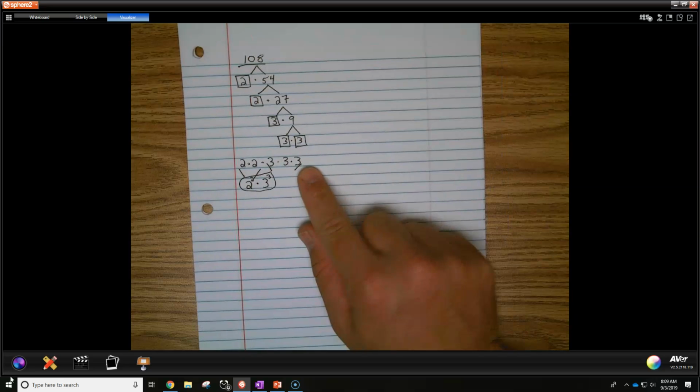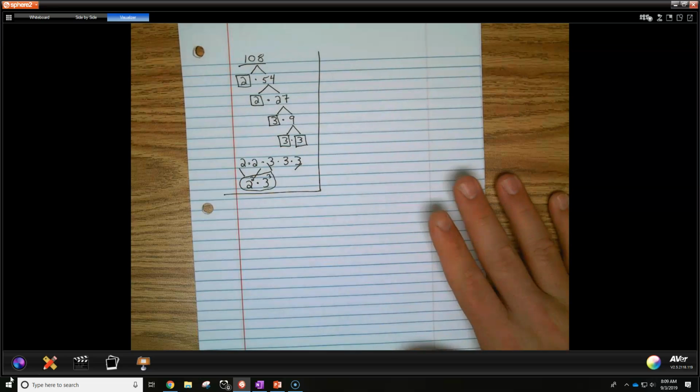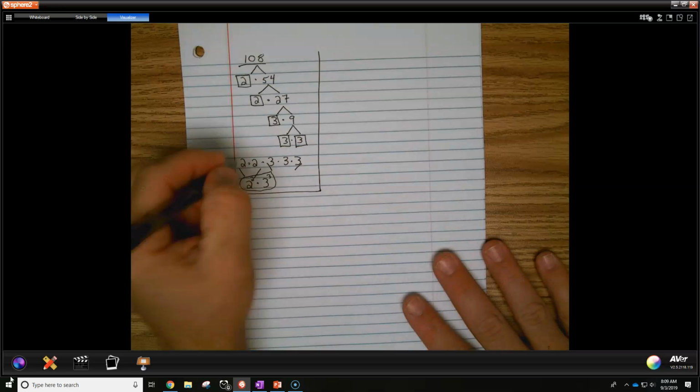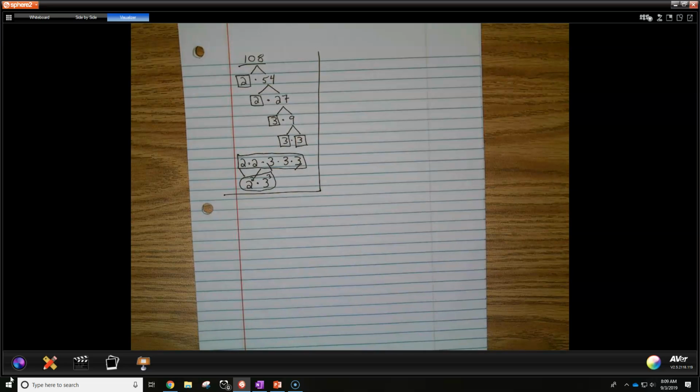So, the only way to get 108 and write it down as prime factorization and get the answer of 2 times 2 times 3 times 3 times 3 is the way we just did it, correct? On our homework, will we break down the little branch? No, you'll write this part. Okay. So is this the only way to get the answer? No.